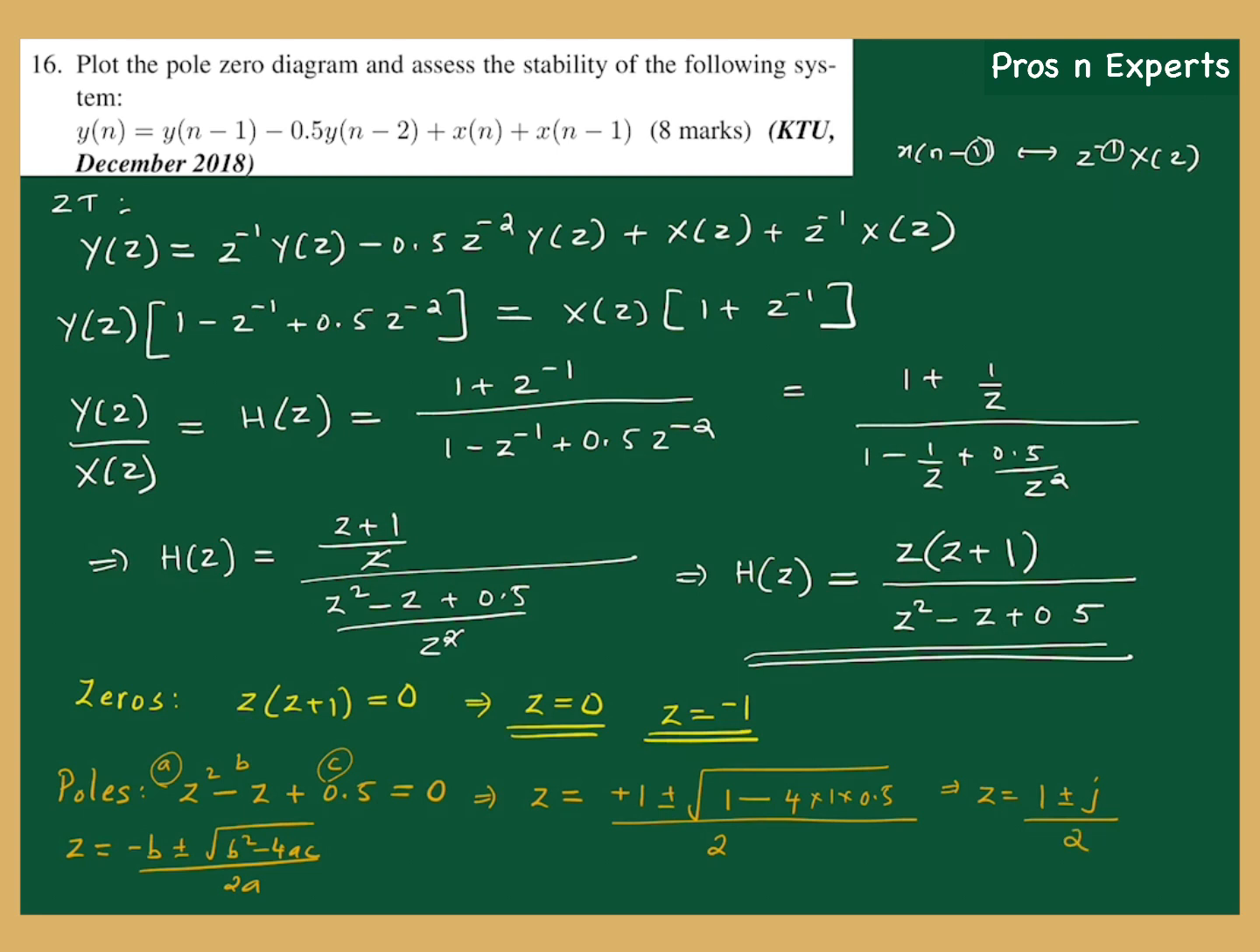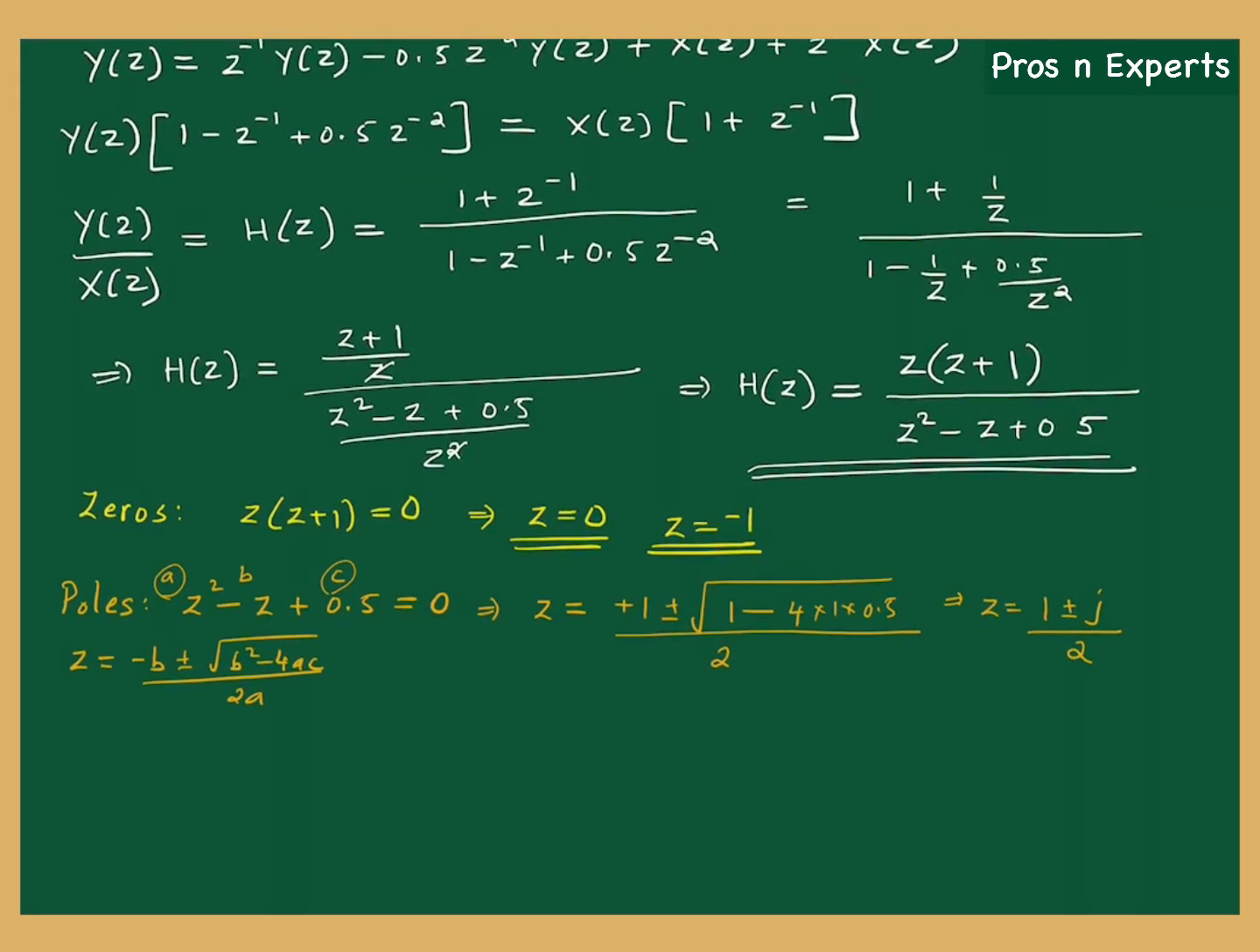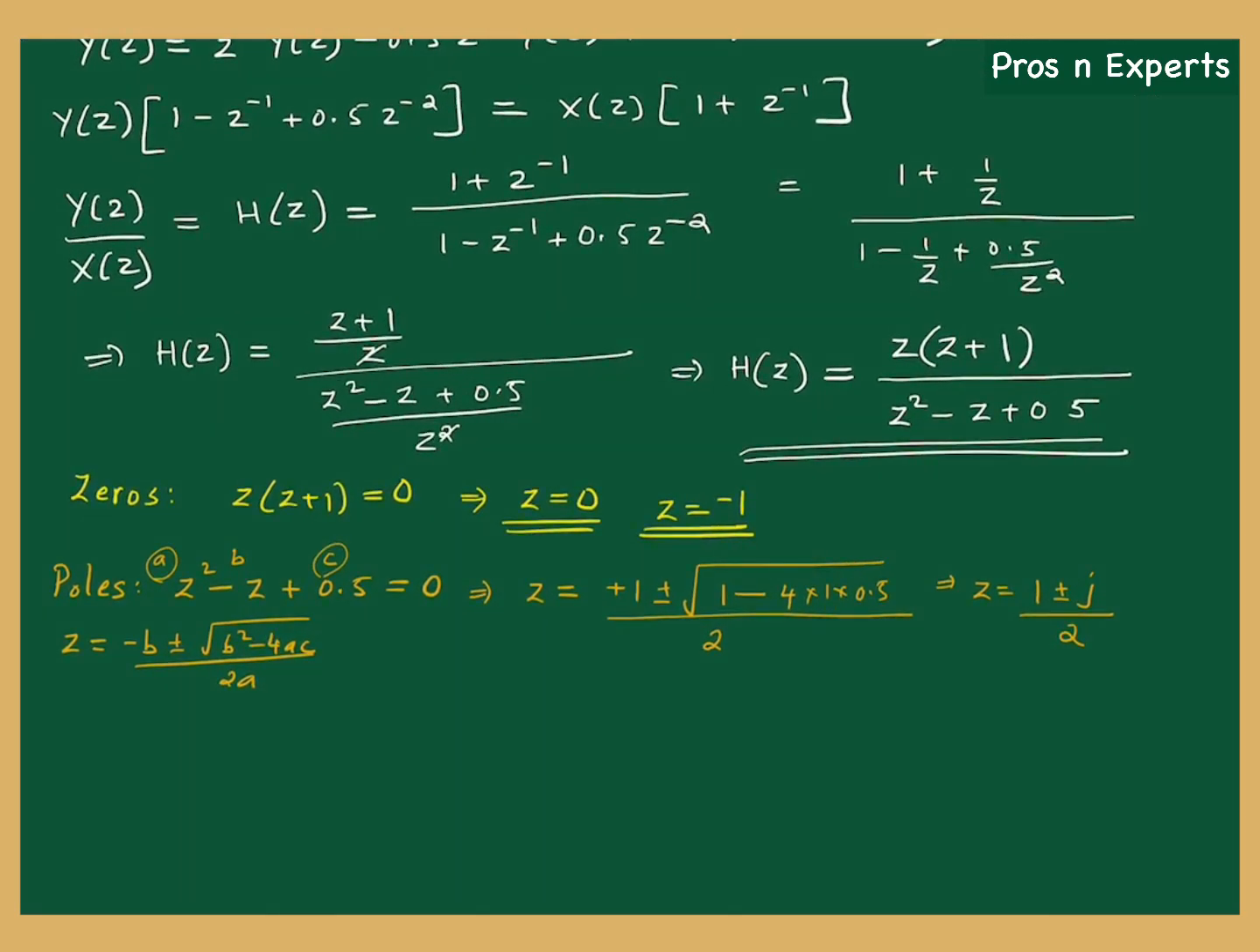So I can write it as: the poles are at z equal to half plus or minus half j. That means z equal to one pole is half plus j by 2 and the other is half minus j by 2.